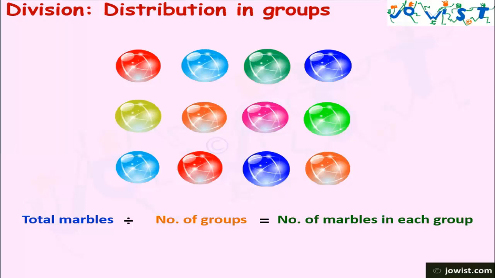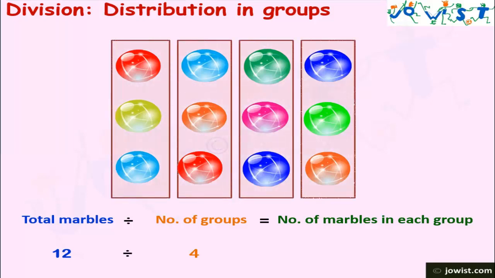So let's make 4 groups each containing equal marbles. We have 12 total marbles and the number of groups which we need to make is 4. How many marbles are there in each group? Yes, we have 3 marbles in each group. Here we write it as 12 divided by 4 is equal to 3. What does this mean? Yes, it means that we have 4 groups of 3 marbles each.